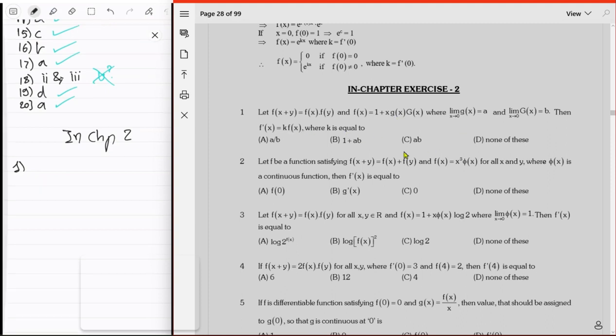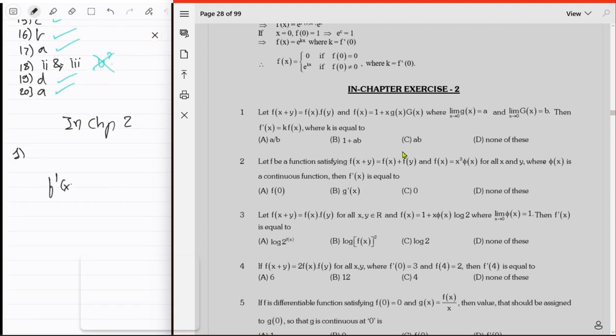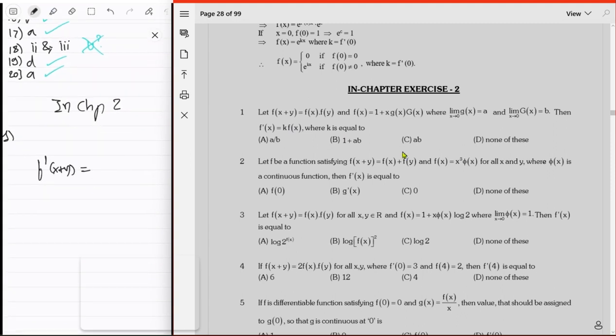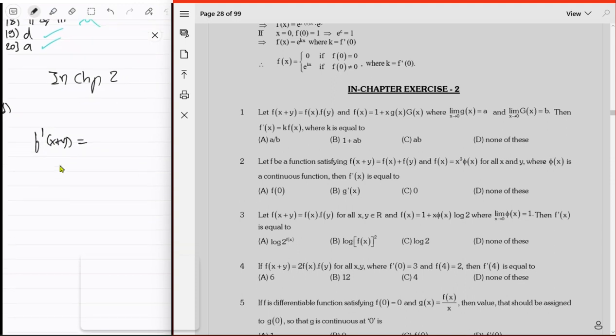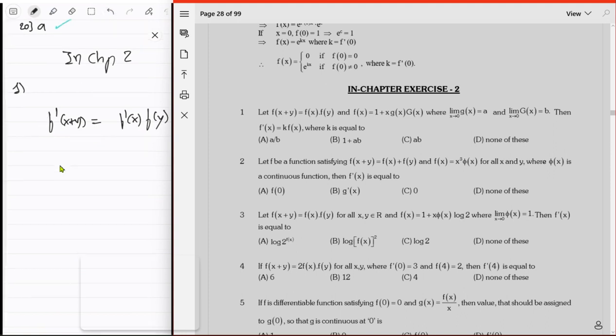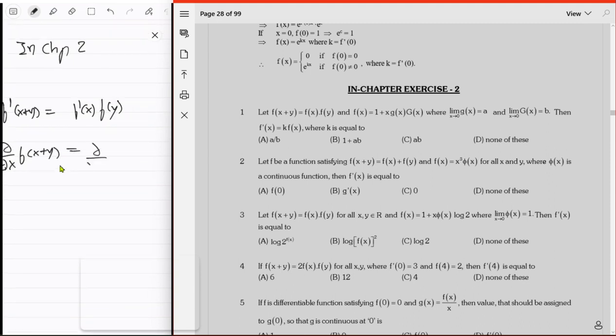So first of all, take a single derivative of f of x plus y. Let's take the derivative with respect to x only. So the partial of the left hand side with respect to x will just be f dash of x plus y. That's equal to f dash of x times f of y. This might look new to you. I'm taking the partial with respect to x of the left hand side, which is just f of x plus y, and that's equal to the partial with respect to x of f of x times f of y.